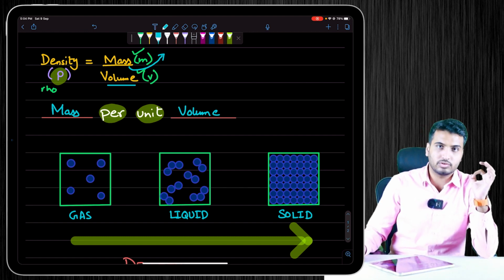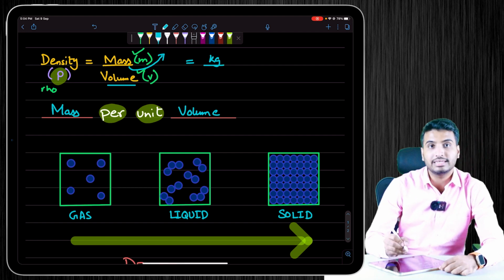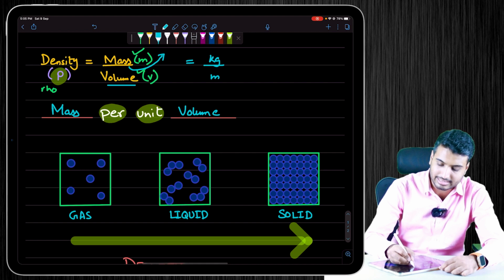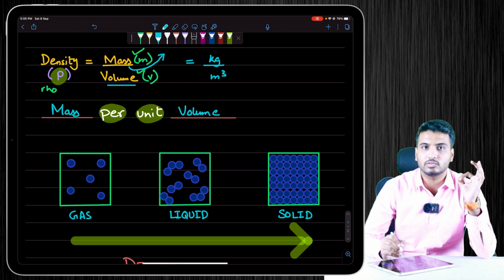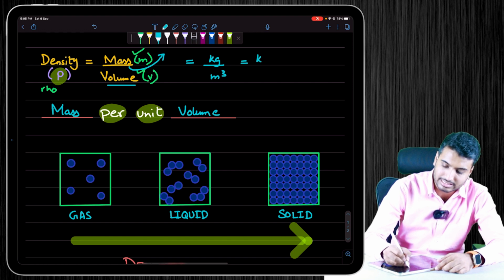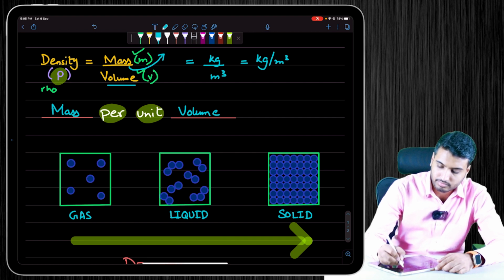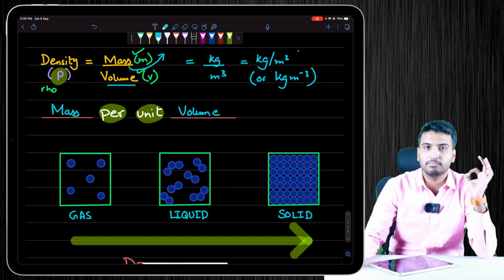Now, what is the SI unit for density? Mass is measured in kgs, whereas volume is measured in meter cube. So the SI unit for mass is kgs and the SI unit for volume is meter cube. So the SI unit for density is kg per meter cube.